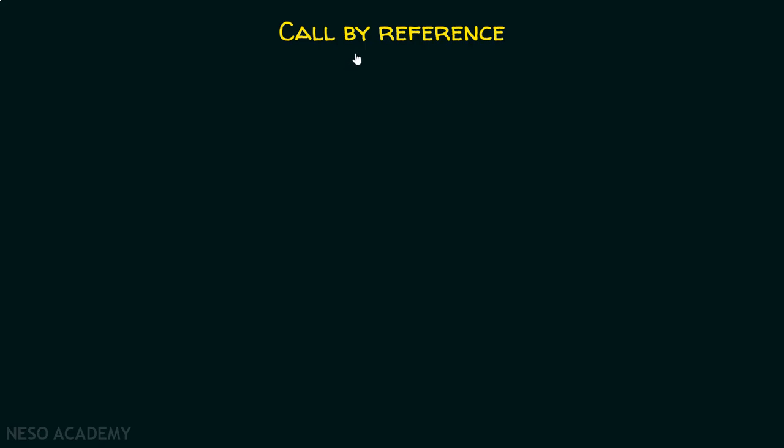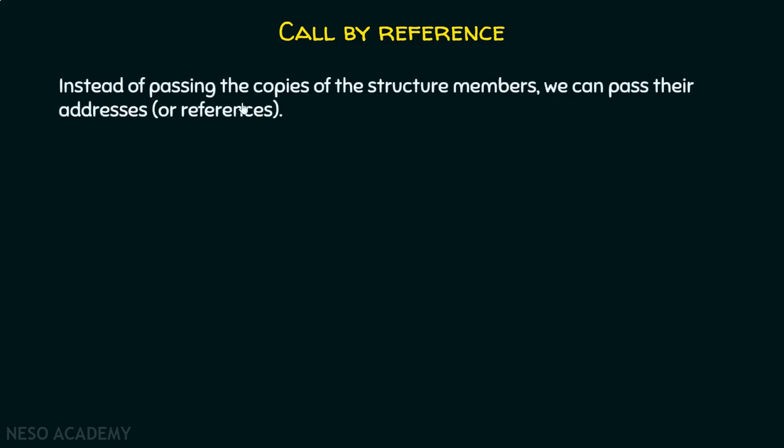We can also pass their addresses. Instead of passing the copies of the structure members, we can pass their addresses or references. Here is an example. You can see over here that I have declared a different structure. Here I have named it char set.